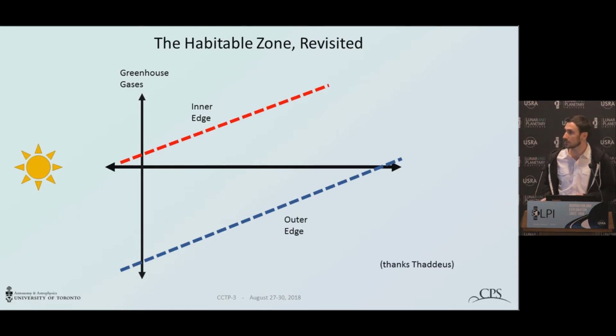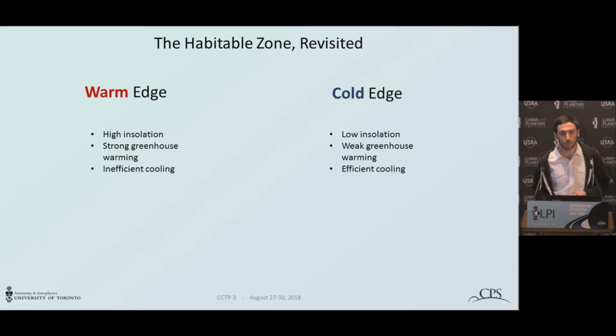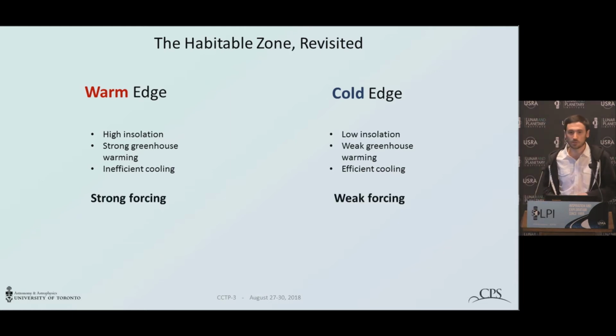So I think it's more useful maybe to think about a warm edge and a cold edge, rather than just inner and outer. The warm edge we can think of as any combination of things like having high insolation, strong greenhouse effect, being really bad at cooling, and the cold edge, some combination of having low insolation, a weak greenhouse effect, and being really good at cooling. So most generally at the warm edge you have strong forcing, and at the cold edge you have weak forcing.